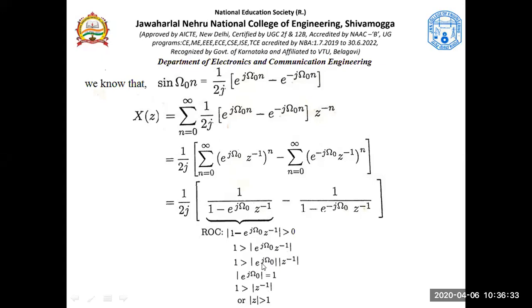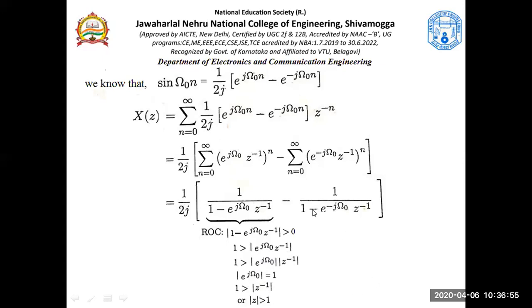Okay, so if this is substituted as 1, what is left behind is 1 greater than the magnitude of z inverse. So if we take this z inverse as 1 by z, this reduces to magnitude of z greater than 1. So that is the ROC. What is the ROC now? The ROC is outside the |z| equal to 1 circle.